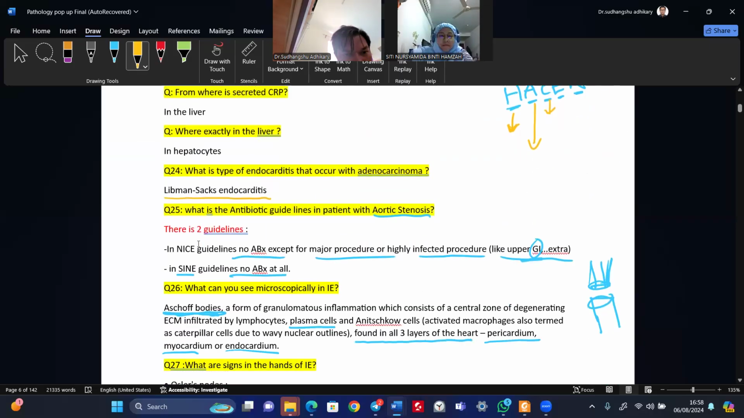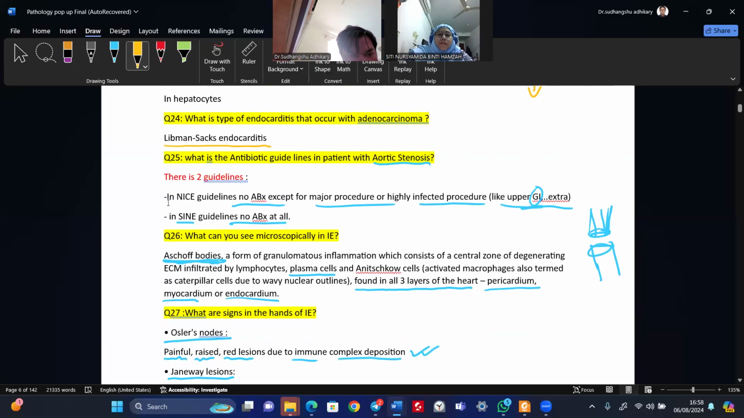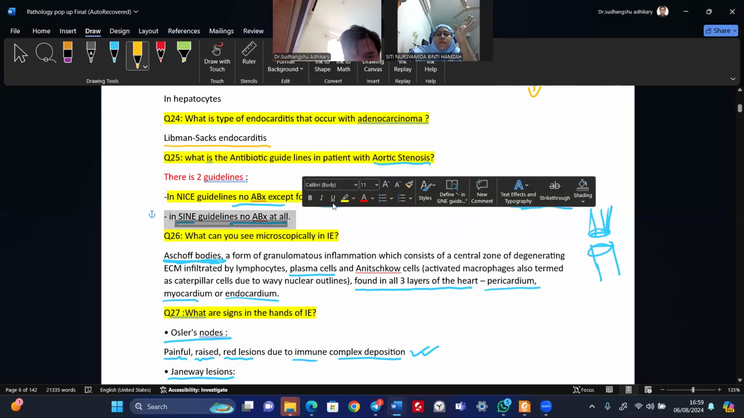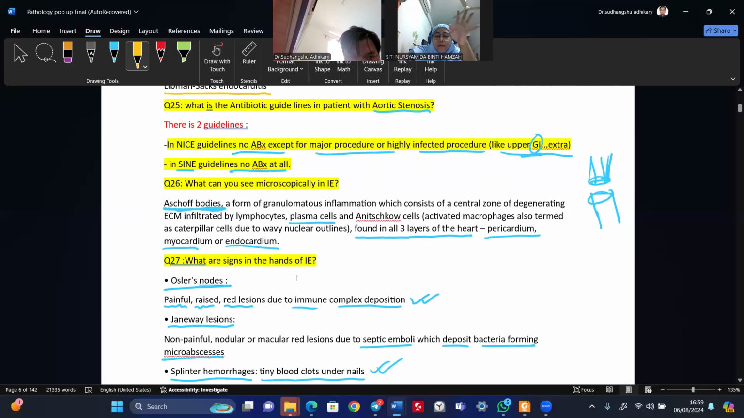What is the antibiotic guideline for a patient with aortic stenosis with endocarditis risk? Two guidelines. NICE guideline: no antibiotic except for major procedure or highly infectious procedure like upper GI. In some guidelines, no antibiotic at all.